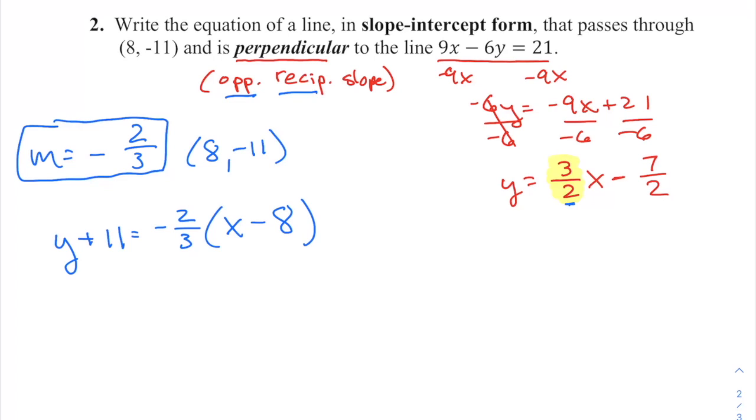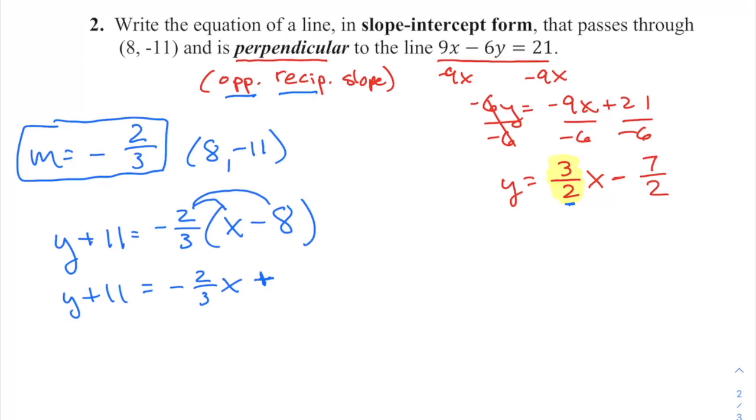8. That's point-slope form. And now to put it into slope-intercept form, I'm going to distribute that negative 2/3 and subtract 11 from each side. Don't try to do too much at once, though. Let's get rid of those parentheses. Negative 2/3 times x is negative 2/3 x. Negative 2/3 times negative 8. Negative times negative is positive, and 8 times 2/3.